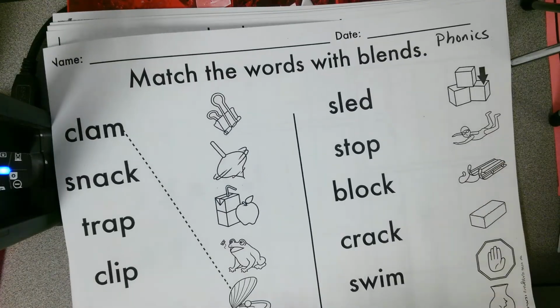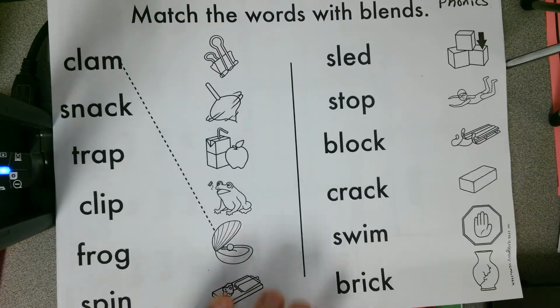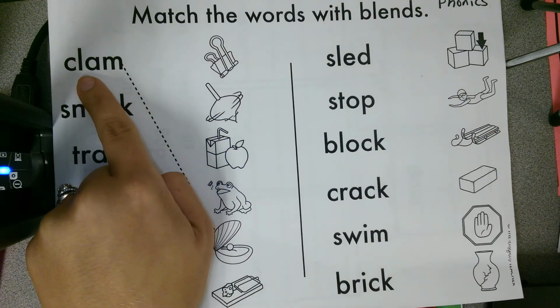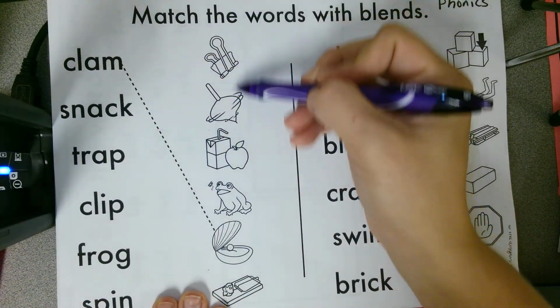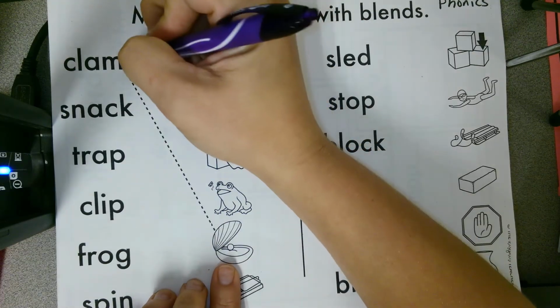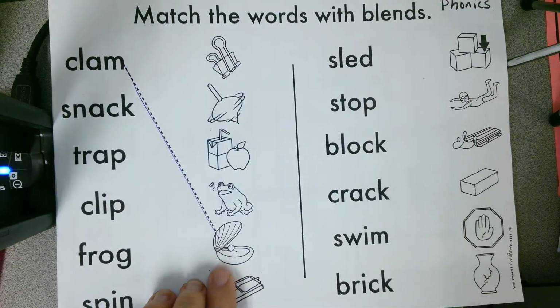Next, we have match the words with the blends. Let's blend the first word. Clam. So I'm going to find the picture of a clam and draw and match my word to my picture.